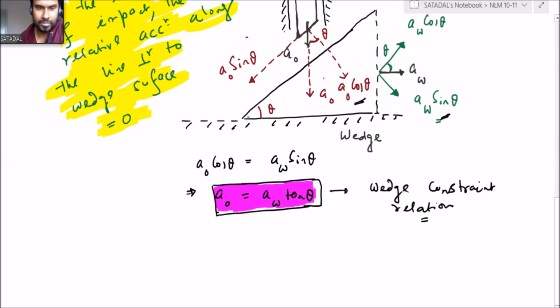Sir, can we consider that A0 sin theta is equal to AW cos theta? No, no, no cos. Because the rod will slip in that direction. Okay, sir. Got it? That is the concept. Now we cannot do anything along the wedge surface.